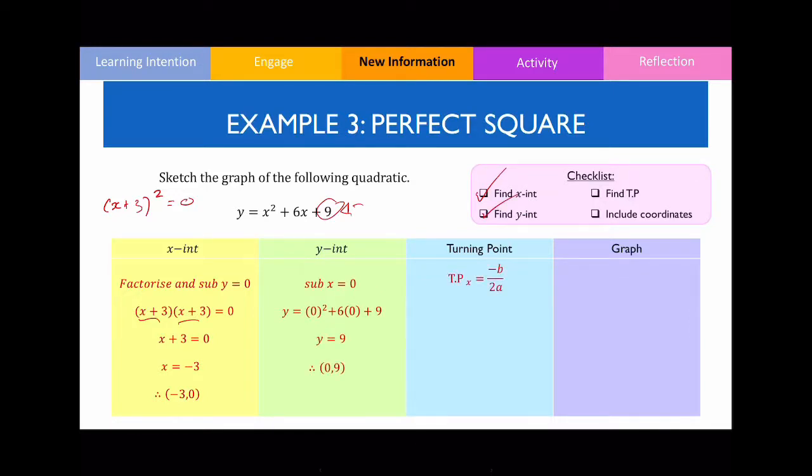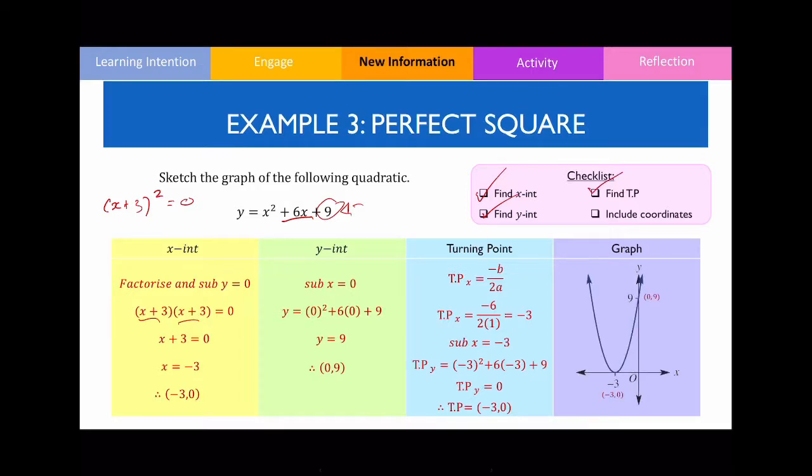So therefore, negative b is equal to -6. -6 divided by 2 is equal to -3. Find your y value by substituting that in. Y is equal to 0. And that is my turning point. I will now plot this, and therefore this is what it would look like.